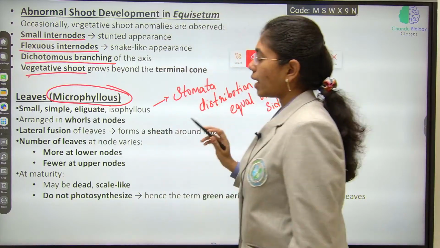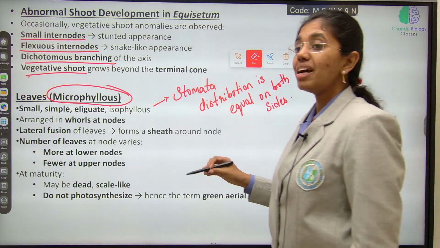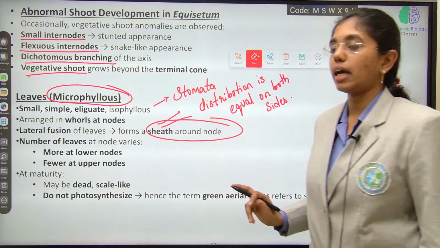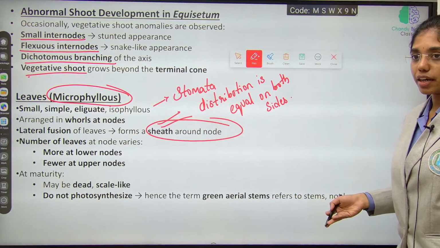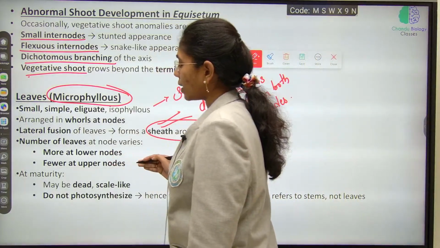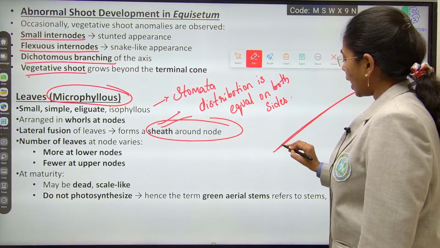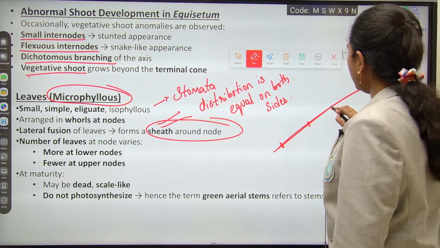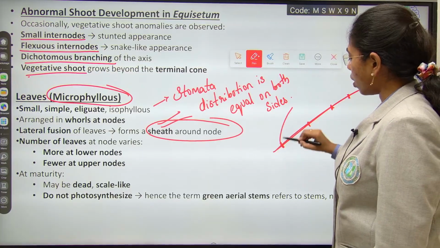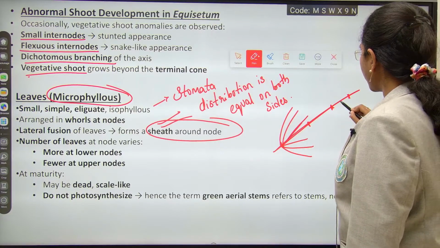Fine. They are arranged in whorls at the node with lateral fusion of leaves. They form a sheath-like structure around the node, and that sheath will have silica. Number of leaves at the nodes: more at the lower nodes and fewer at the upper nodes. If you consider this as an axial branch, and these are different nodal points in the leaf regions, so more leaflets or leaves are formed at the lower base and fewer are formed at the top.